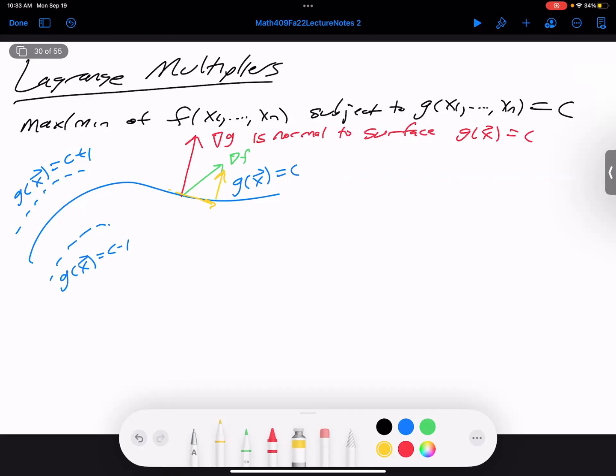So you can't be a maximum on the constrained surface if your gradient has a non-zero component tangent to the surface. Or in other words, you need your gradient to be normal to the surface, which means the gradient has to be parallel to the normal. What does it mean to be parallel? It means the vectors are multiples of each other, and that's what the lambda is. So candidates for max or min have the gradient of f parallel to the gradient of g. So gradient of f equals lambda gradient of g, and you still have g of x equals c.